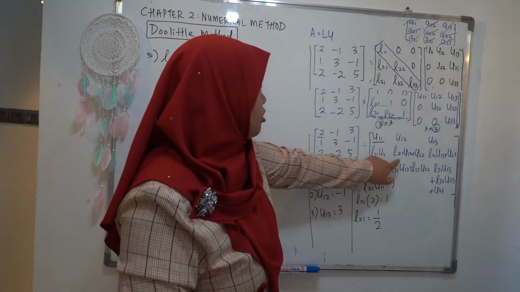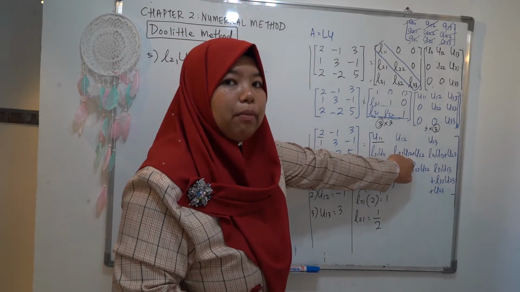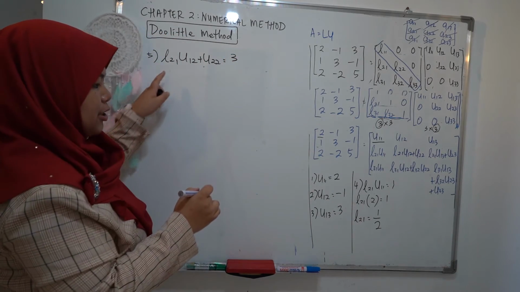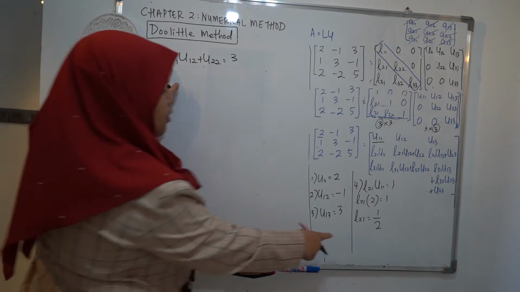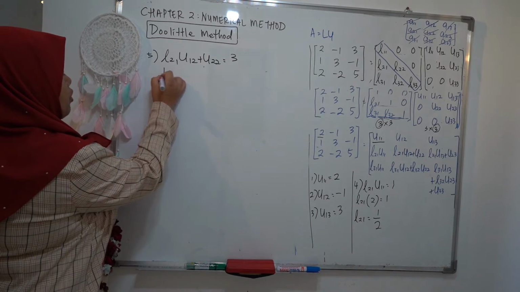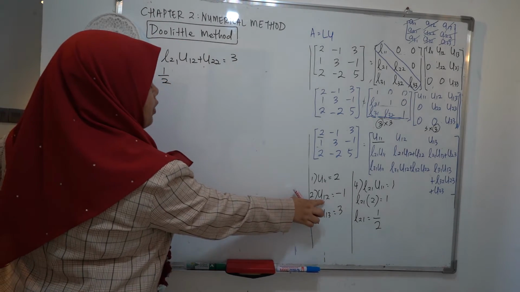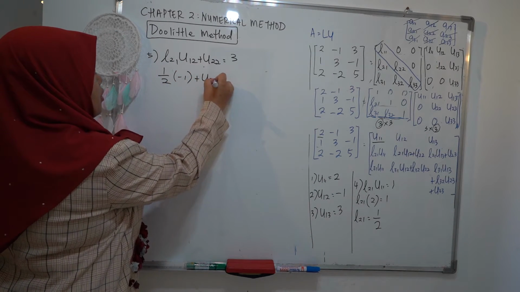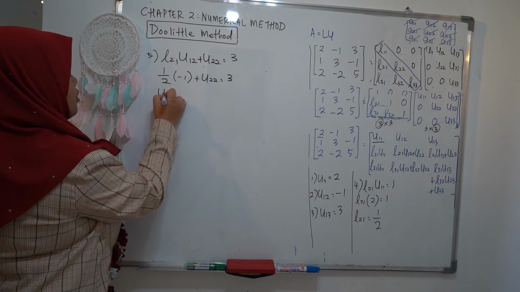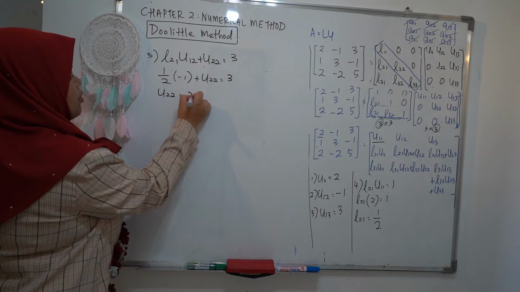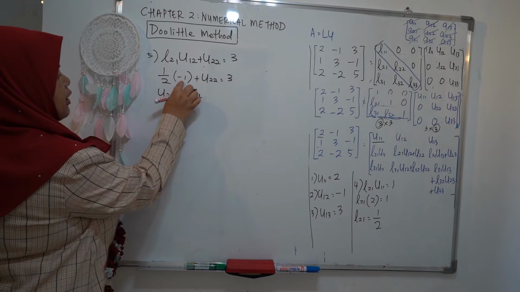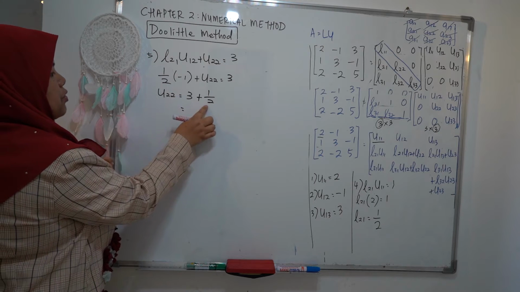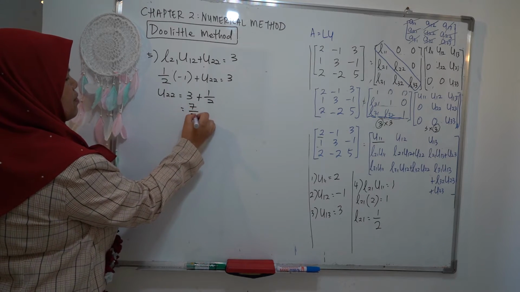Okay, number 5 is L21 U12 plus U22 equal to 3. L21 we already have the number, so 1/2. U12 I have negative 1 here. U22 is 3. So I put here 3 plus 1/2, so I get 7/2.